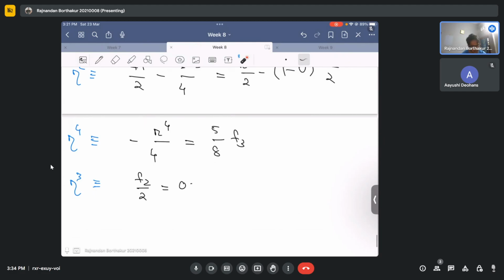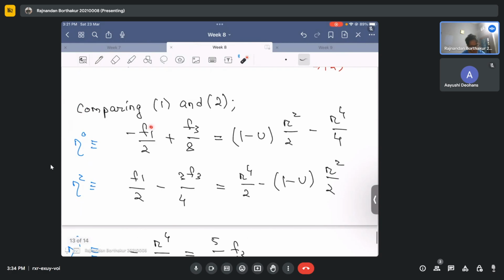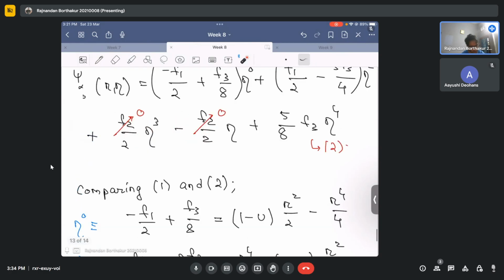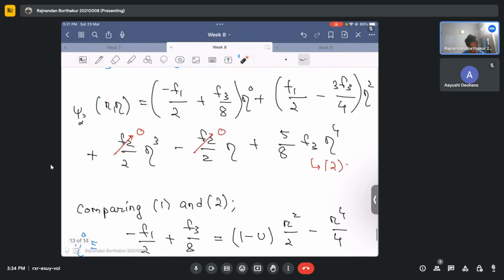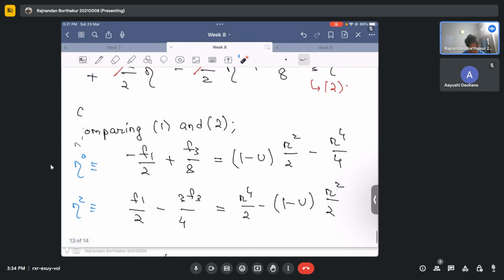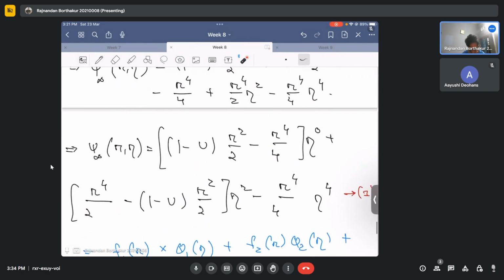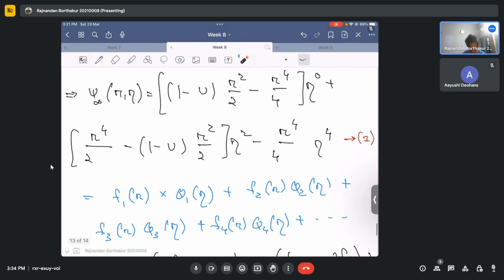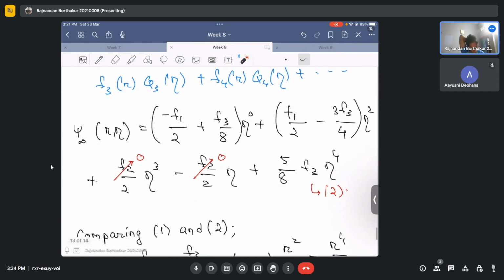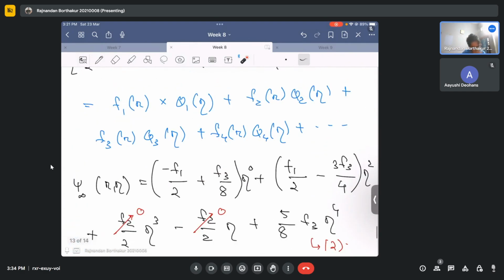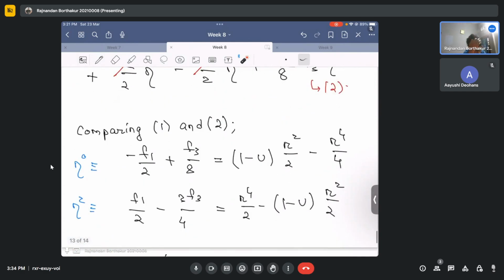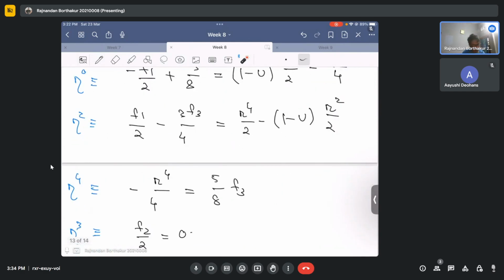So from this term, the objective is to evaluate this F1 and F3. That's all we need to do, F1 and F3, because we know that this F2 is basically 0 from comparing. F4, I think, yeah. So do we need F4 here? Hold on, I think there is one more term. Okay, this should be F4. That's good.